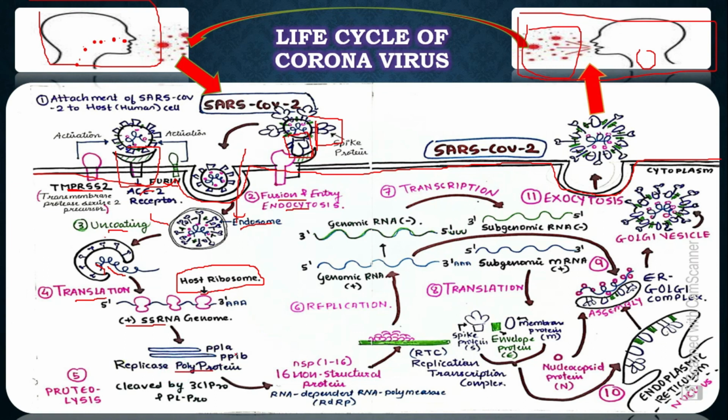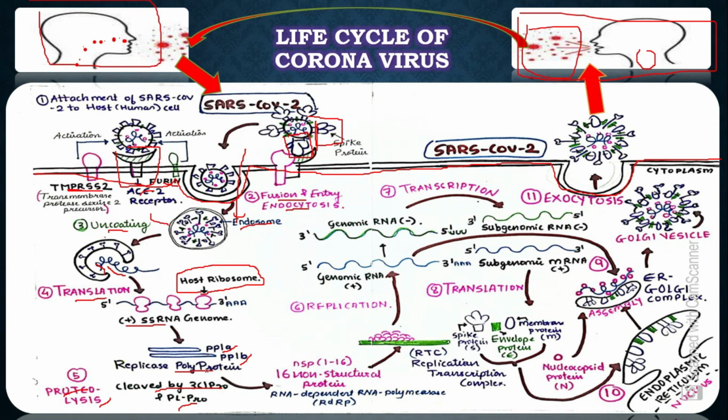Which replicase polyprotein? PP1A and PP1B. Now, this replicase polyprotein will then undergo a process called proteolysis. What is proteolysis? It is breakdown of protein. The word says breakdown, lysis of protein, which will be done with the help of 3CL-Pro and PL-Pro, as I explained earlier. This is the non-structural protein part of RNA genome.